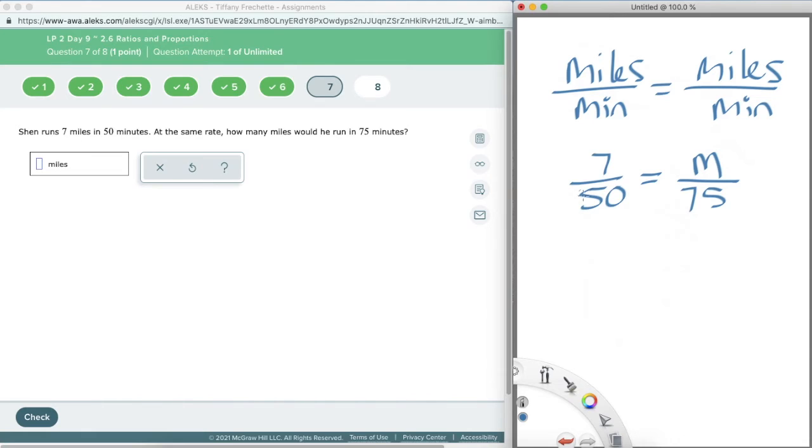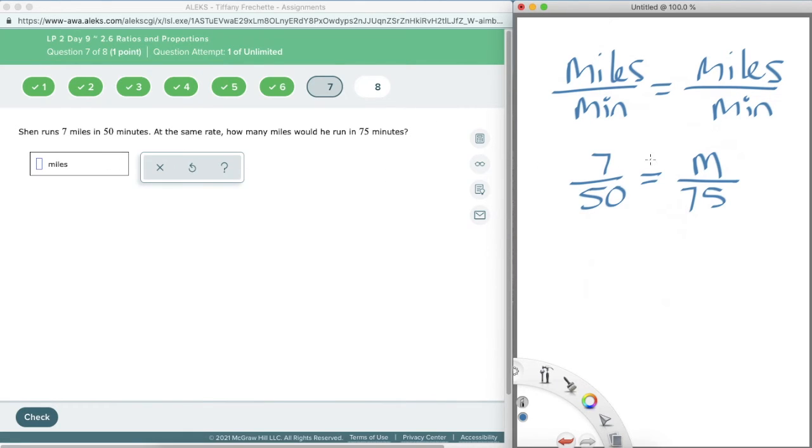You can also bring this down to a unit rate and figure out how long it takes him to run 1 mile, how many minutes. So we would reduce this down, so it would be 1 over a number, but you're going to end up with a decimal there. So that one's a little bit more difficult than the one we did on number 1.